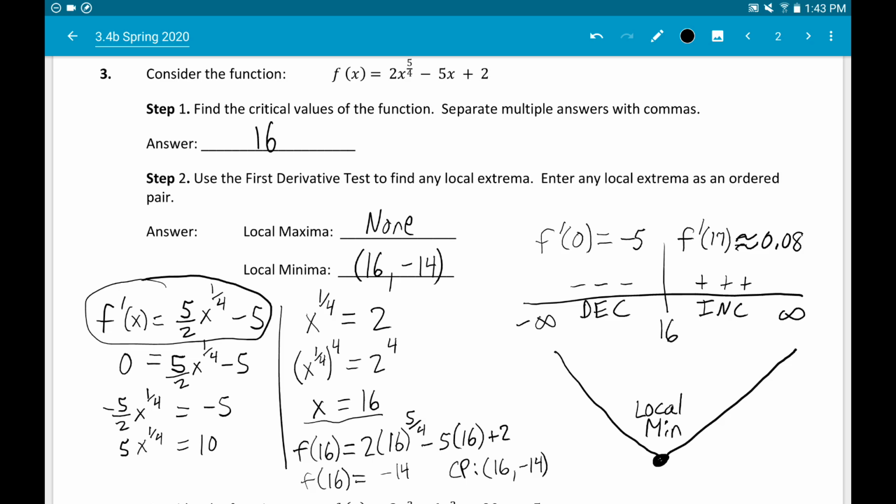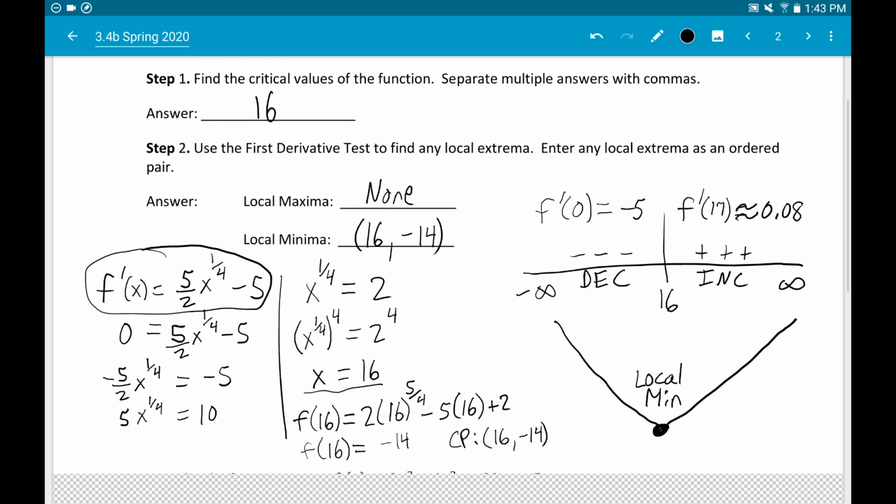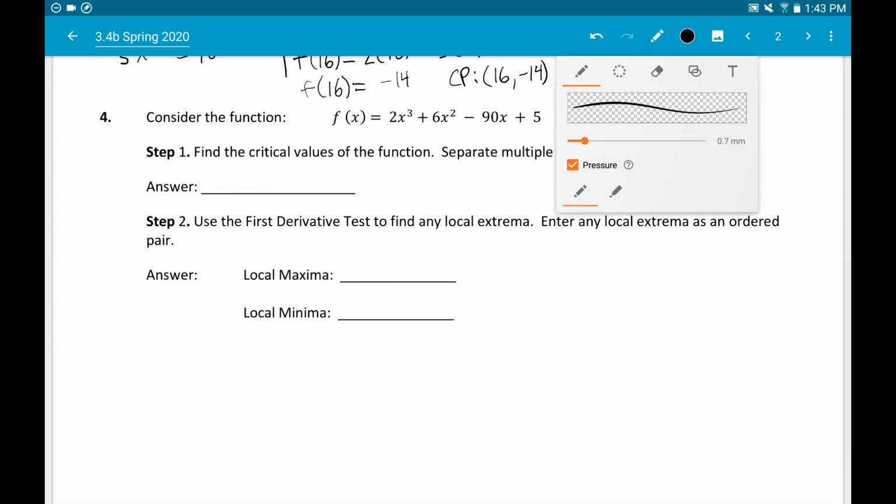So again, it was a little bit uglier function because you had that fractional exponent, but the work was the same. You did the same process. It's really not any tougher than questions 1 or 2. All right, I've got one more on here, so let's go down and look at it.